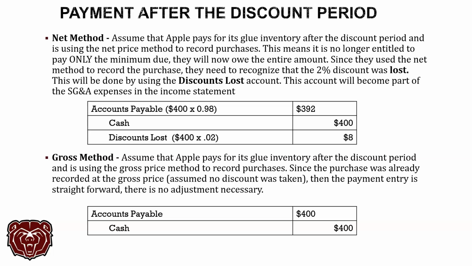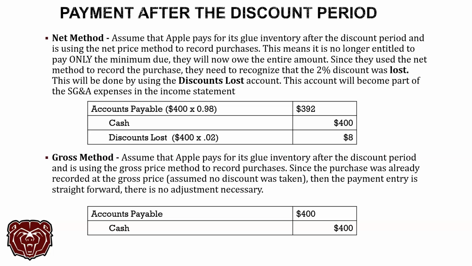Under the gross method, we're going to recall that we assumed that we were not going to take the discount anyways. So we really don't have to make an adjustment here because we've already made the assumption we're not taking the discount. So if we don't take the discount, no big deal. We just decrease our accounts payable and pay the cash we owe. It just so happens that we're paying the maximum amount, right? The full purchase price, okay? So gross method, pretty easy, pretty simple when you don't take the discount because we've already recorded it as though we're not taking the discount, right?